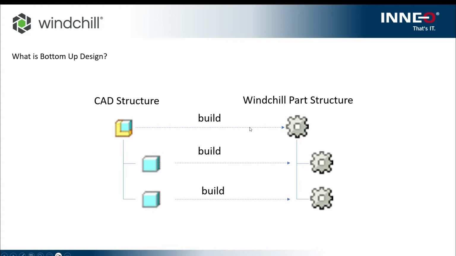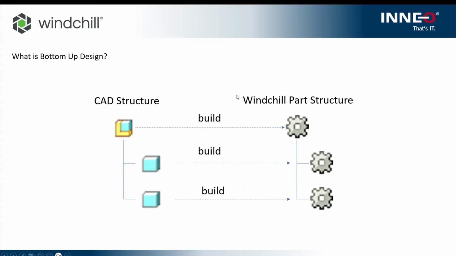So first of all, what is bottom-up design in Windchill? Bottom-up design means you start off with a CAD structure, so it could be a CAD structure in Creo or SolidWorks, CATIA, Inventor, and then you use that to generate your Windchill part structure, your WT part structure, if you will, or your Windchill BOM.